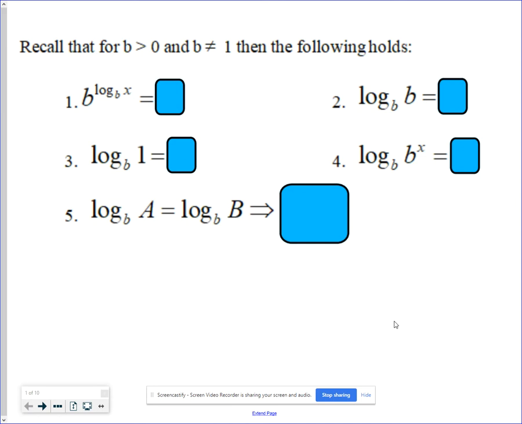So today we're going to look at some more properties of logarithms. But before we do that, I just want to review some things that we have seen in the assignments that we've been working on over logs.